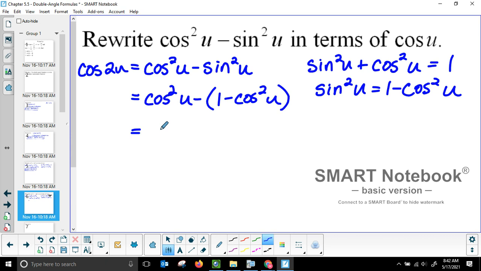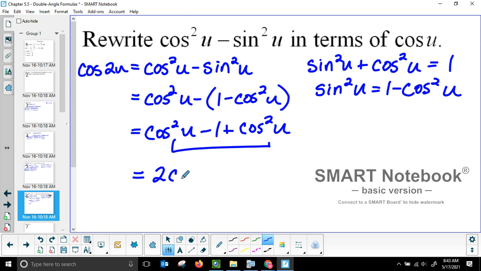All right, so here I have cosine squared u minus negative. Well, let's just go ahead and distribute it so we don't lose anybody. So if I distribute this negative, I'm going to get minus 1 here, and then I will get plus cosine squared u here. All right, well, now I have like terms here. I have a cosine squared u plus another cosine squared u. So that gives me 2 cosine squared u's, and then I have my minus 1.